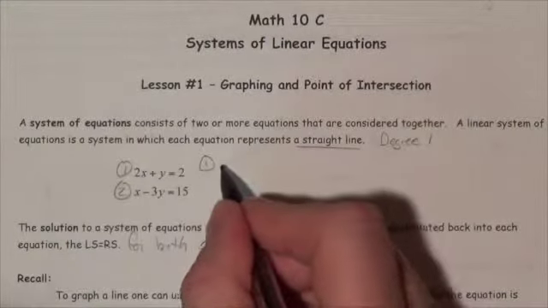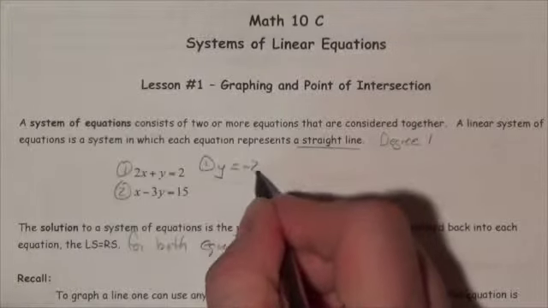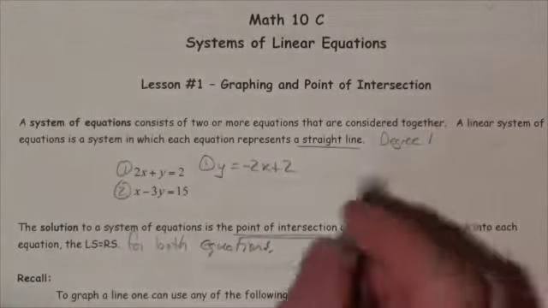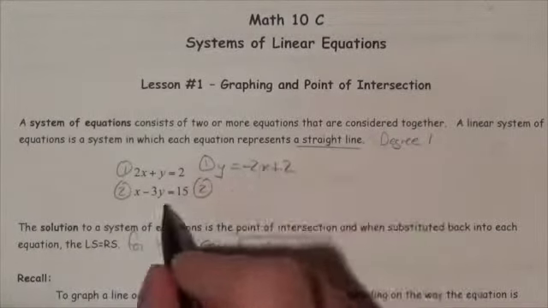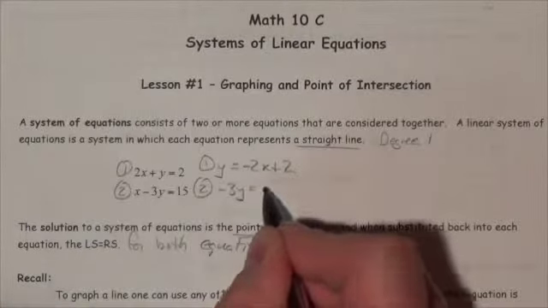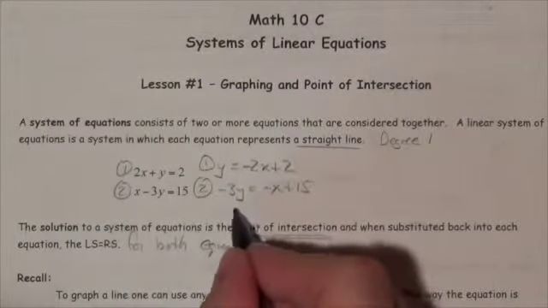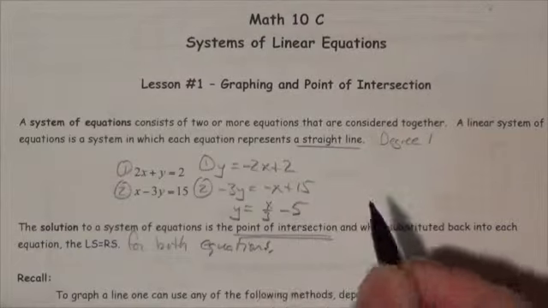So here's equation 1. And what I'll do is I'll bring the 2x over. So I'll get y equals negative 2x plus 2. And now that's in slope-intercept form. And that's easy enough for me to put into the calculator. Equation 2, I've got to do a little bit more work, and I'm going to bring the x over. So negative 3y will equal negative x plus 15. Then I'll divide by the negative 3 there, and so I'll get y equals x over 3 minus 5.